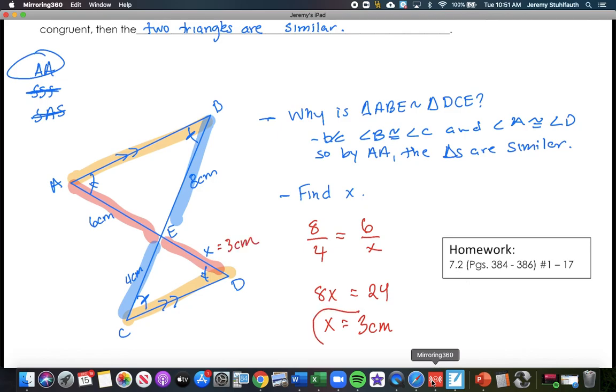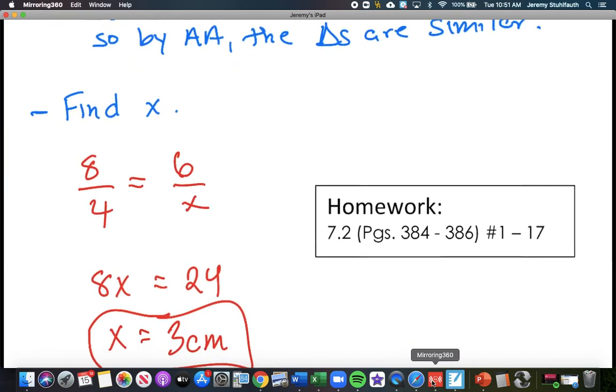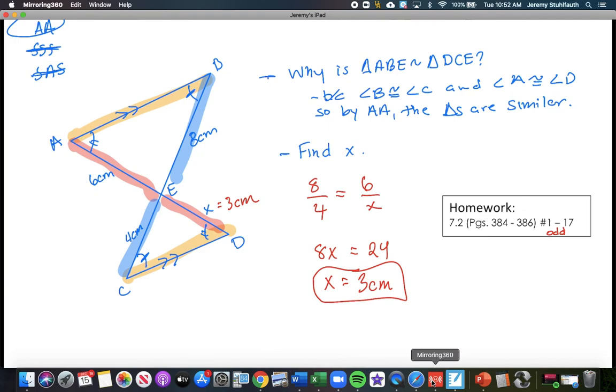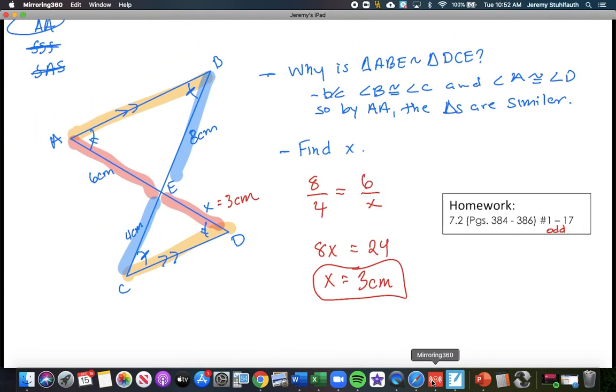So that being said, you can go ahead and start working on your homework. This should say odd, I believe. Check the homework. It is correct on the box on the homework. And go ahead and start your homework. If you have any questions, message me or email me or ask questions in class.